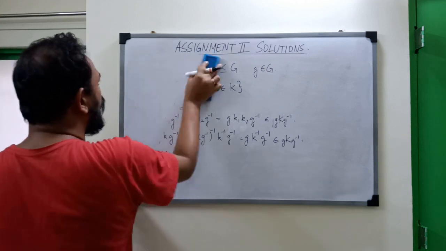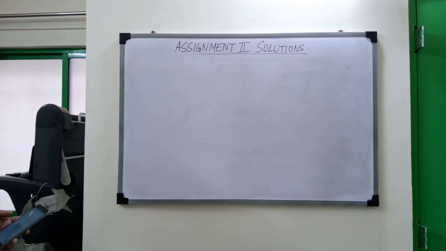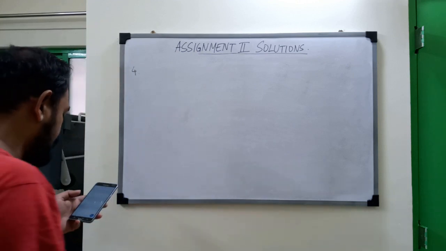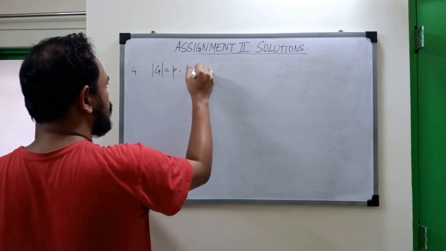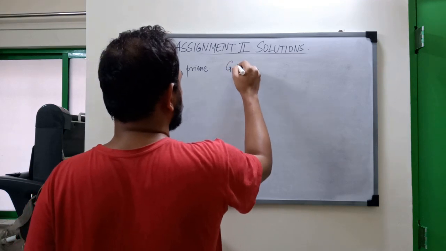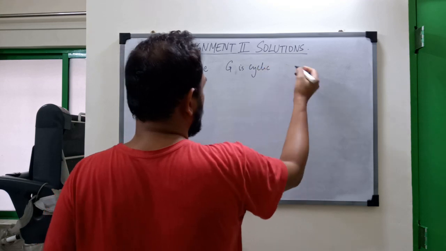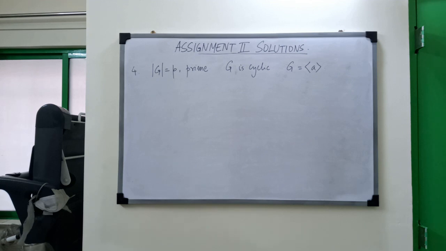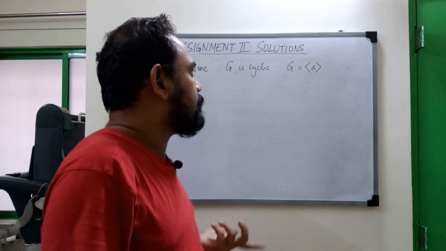Let's do number 4. Number four is a question in Lagrange's theorem, really. It says that G is a group with order p, which is a prime number. You have to show that G is cyclic. In other words, G can be written as a group which is generated by an element like this.